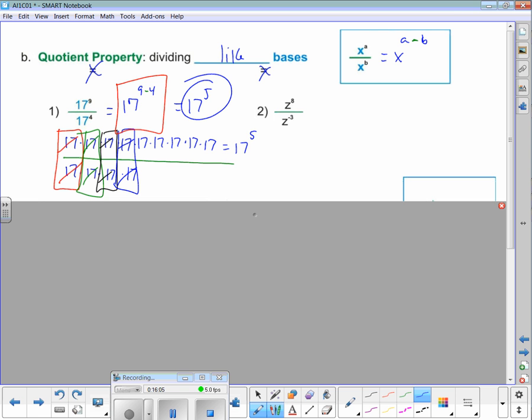All right, try number 2. Let's see if we get 100%. Probably won't, but don't be the one to mess it up. Go ahead and do 2. They are like bases, so we can use the rule. Make sure you've got like bases. You can only do it with like bases.